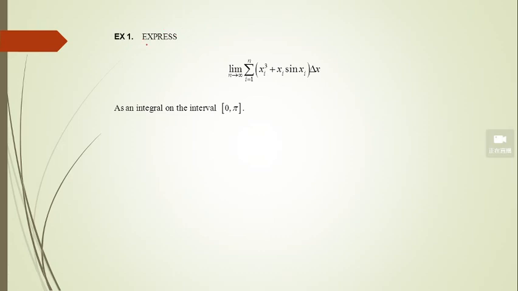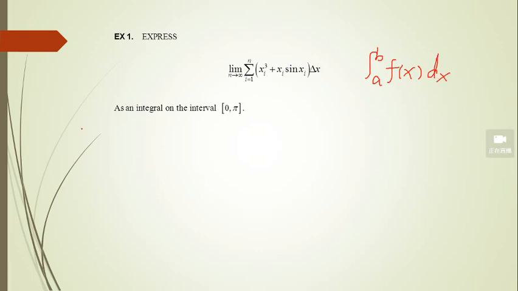Example 1. Express this limit as n approaches infinity, with this sigma notation inside, as an integral on the interval 0 to pi. We are going to express this as the integral from a to b of f(x) dx.